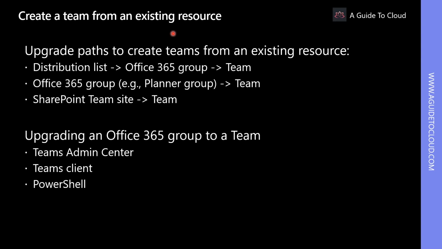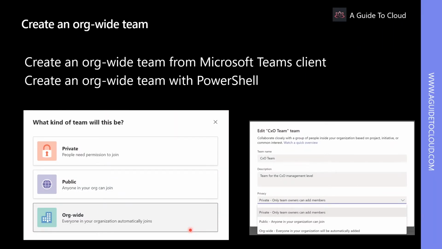And then there are several options to create a team from an existing resource. You can upgrade a SharePoint team site or a Microsoft 365 group to a team directly. You also can convert a distribution list to a Microsoft 365 group. Then you can convert it to a team with this intermediate step. This also works if a group was created as part of a plan in Planner. Remember, when creating a team, the underlying group cannot have more than 5,000 members. And we have seen an example just before on how to create an org-wide team. An org-wide team provides an automatic way for everyone in a small or medium-sized environment to be part of a single team for collaborations or announcement.